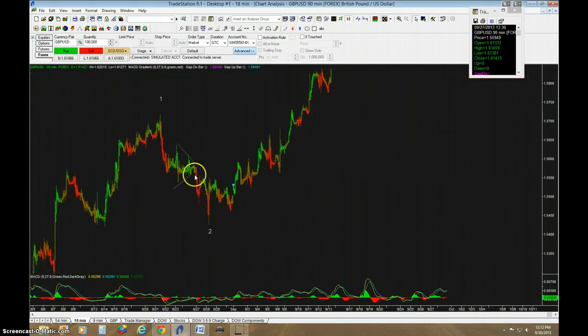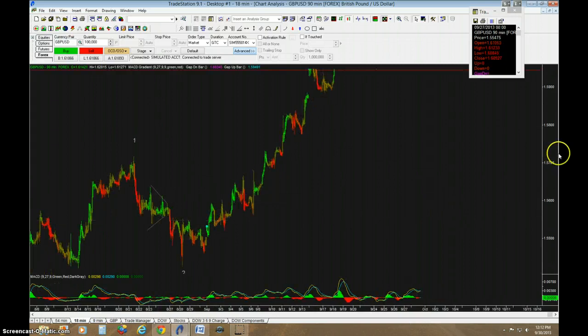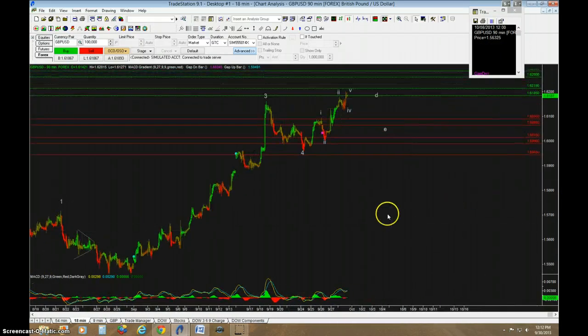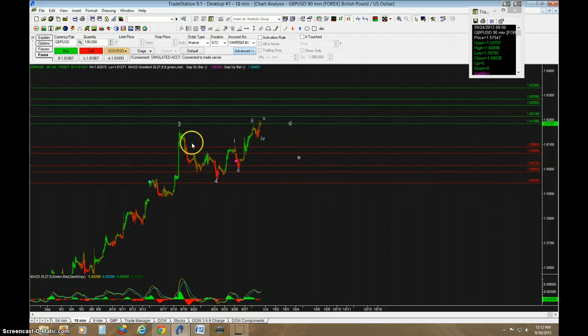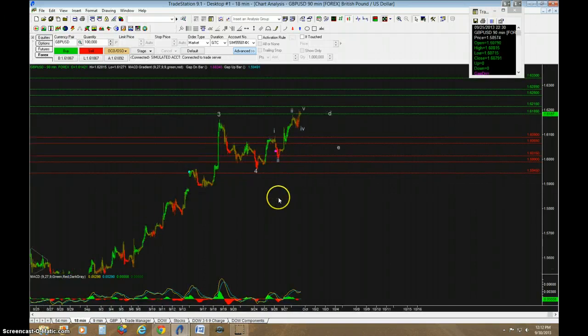You have this 1, 2, 3, 4, and 5, 5 being the longest. It immediately retraces to near the origin of 5, which you would expect if that were the case. And then it goes long in 3. I've already shown that count. And I believe this is a 5, 3, 5. So this is a zigzag.